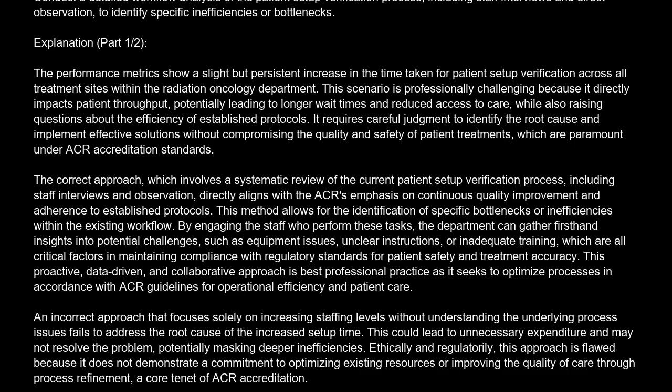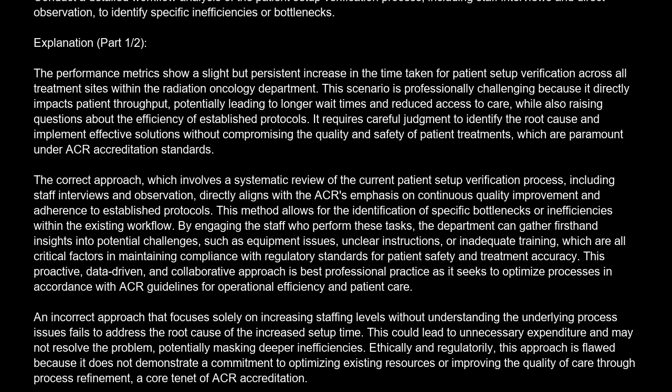The correct answer is C. Conduct a detailed workflow analysis of the patient setup verification process, including staff interviews and direct observation, to identify specific inefficiencies or bottlenecks. Explanation: the performance metrics show a slight but persistent increase in the time taken for patient setup verification across all treatment sites within the radiation oncology department.